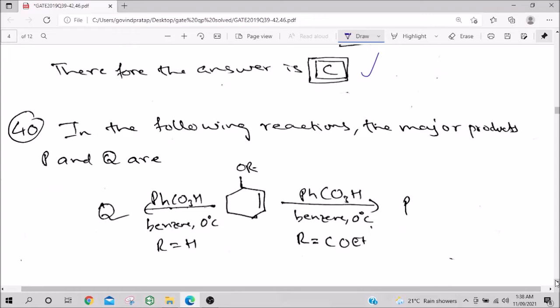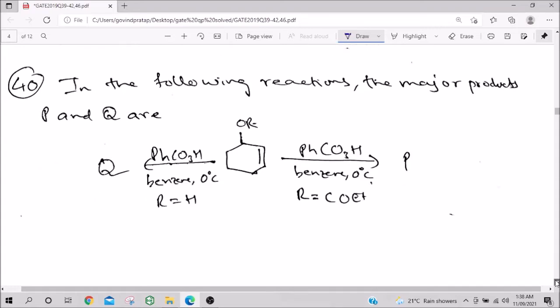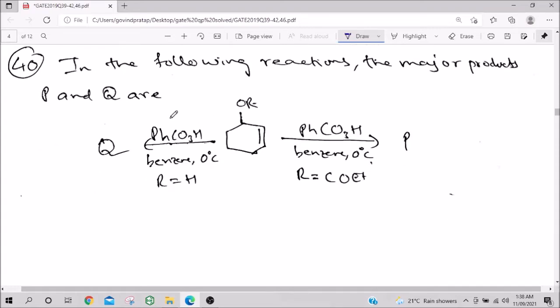In the following reaction, the major products P and Q are. So this is a very simple reaction. Generally we use MCPBA. So a phenyl ring is there, so meta-chloro is used, and it is MCPBA, meta-chloroperbenzoic acid. It's not COOH, it is COOOH. So it is used either for epoxidation or for Baeyer-Villiger oxidation. So very clear cut, because a double bond is there, it will undergo oxidation.